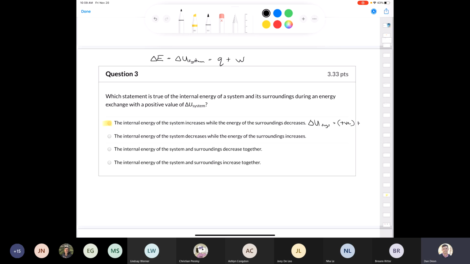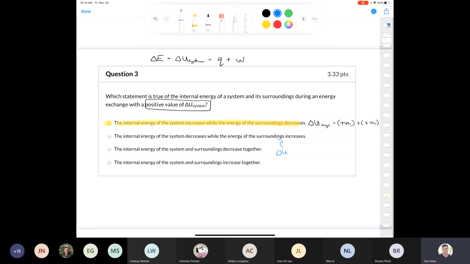And then it says if the energy of the surroundings is decreasing, that would mean that work is being done on the system by the surroundings, which would give us a positive value of work. That gives us a positive plus a positive. It's asking us when is the value of delta U going to be positive? This would have to be the correct answer because both the heat and the work values are going to be positive values. I just want to look at the second answer quickly.